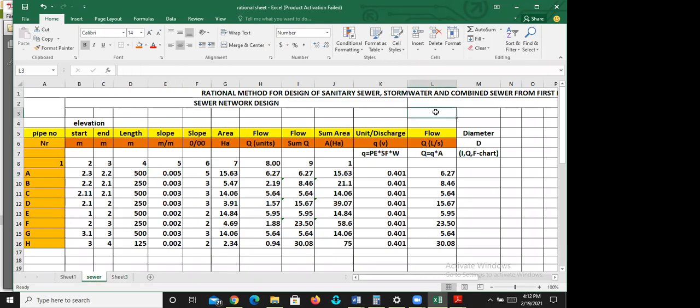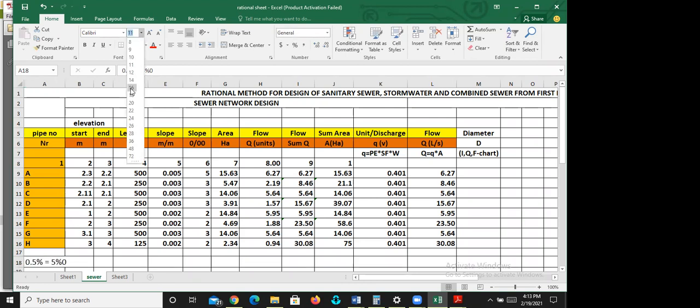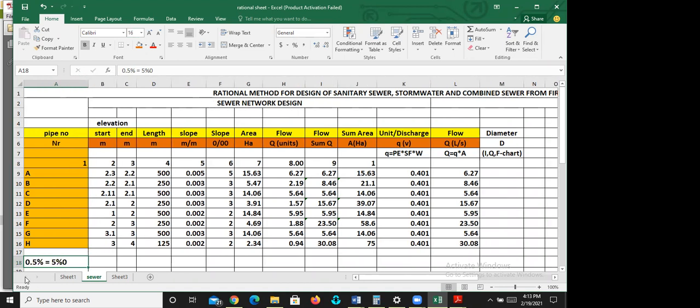Now, if somebody comes and says that the slope is 0.5%, that is the same thing as 5 per 1,000. I don't know how to write 1,000. These two values are the same. I don't know how to put it to you.